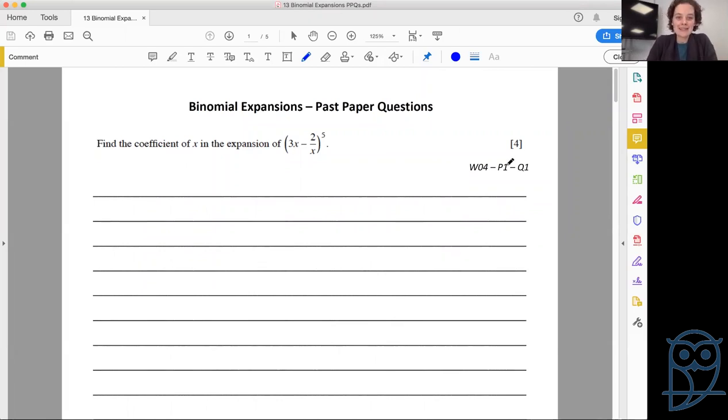So this is a classic basic question to start us off. Find the coefficient of x in the expansion of (3x − 2/x)^5. Worth 4 nice marks, so it's worthwhile knowing what you're doing here.